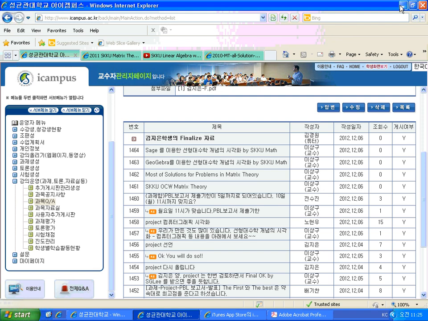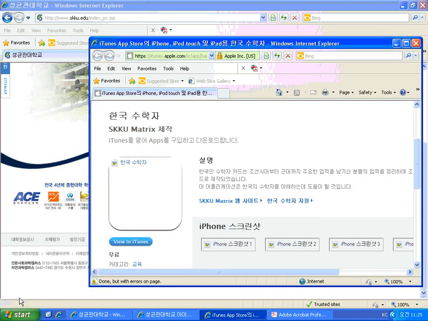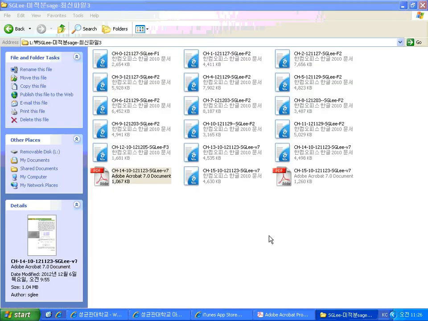Okay. In addition to that, I want to show one more thing. You remember Professor Bob Beezer was here a couple of weeks ago. He talked about matrix diagonalization for you. During his 4-day visit at Sungkyunkwan University, we worked to write the English calculus book. This is the whole book from chapter 0 to chapter 15. This is the whole content of the calculus.